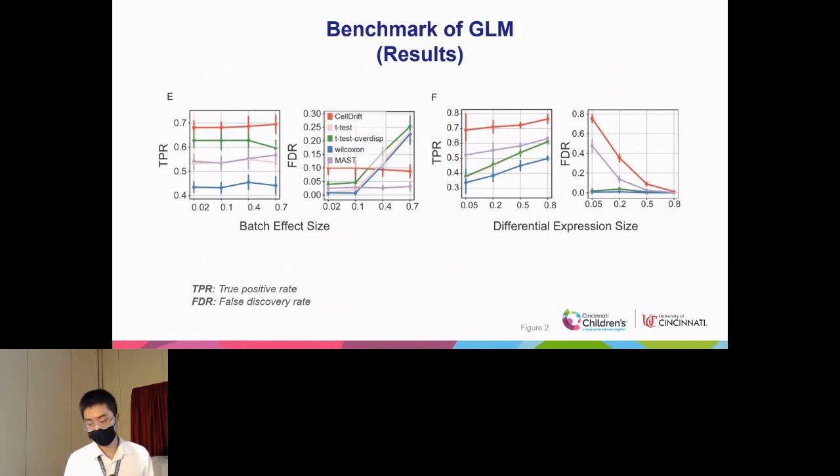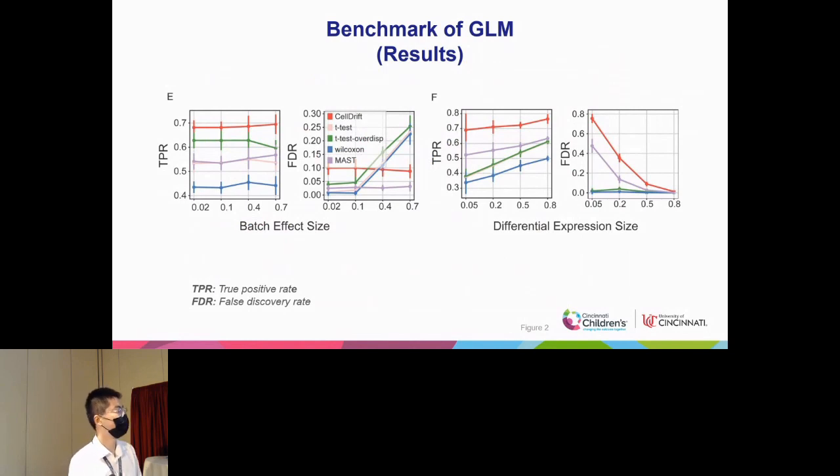We found that across different levels of batch effect, CellDrift always performs best in the true positive rate. However, the false discovery rate is not always the best, but it is stable across different batch effect sizes, similar to MUST, probably because we take the batch effect into account in our generalized linear model. And the other benchmark is looking at the TPR and FDR at different differential expression sizes.